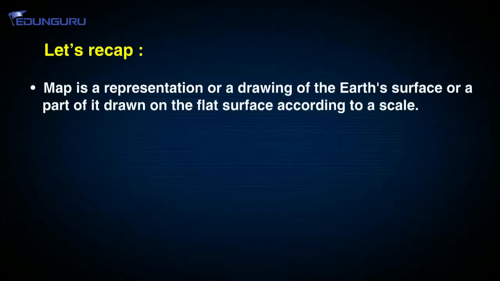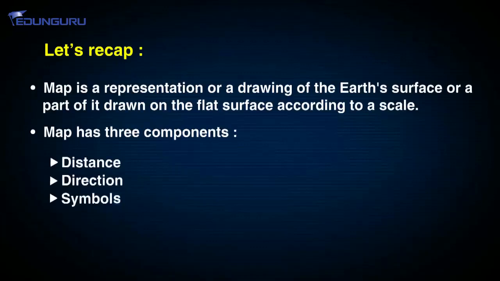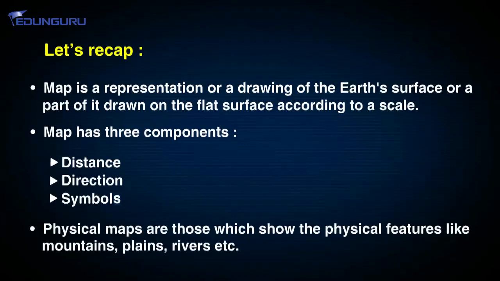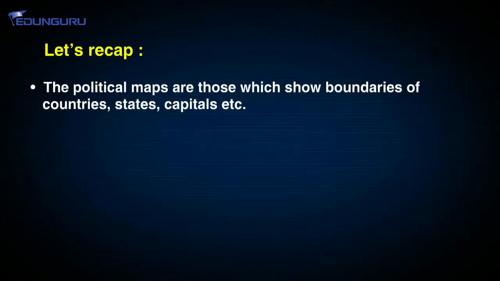Let's recapitulate. Map is a representation or a drawing of the Earth's surface or a part of it drawn on a flat surface according to a scale. Map has three components: distance, direction and symbols. Physical maps are those which show the physical features like mountains, plains, rivers, etc. The political maps are those which show boundaries of countries, states, capitals, etc.